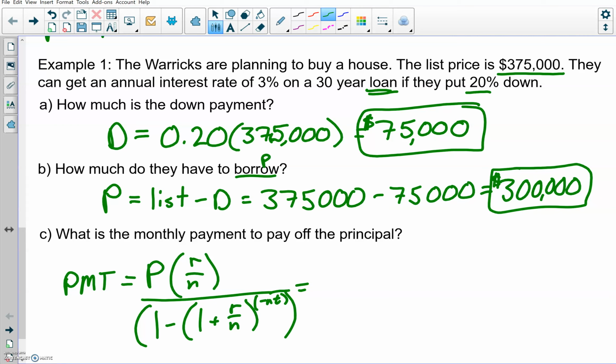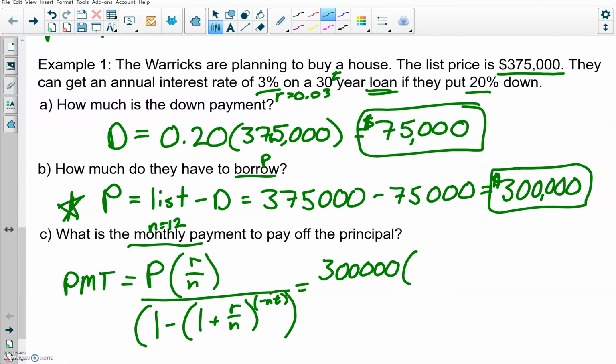So we need some pieces here, and we have the principal right here. We figured that out. We're borrowing $300,000, so we'll start that out there. And then I need R and N. So the R given is 3%. We need to convert that to 0.03. And then the monthly payment right here given, that means that N is going to be 12. And then the 30-year loan, so there's the T up in the original statement.